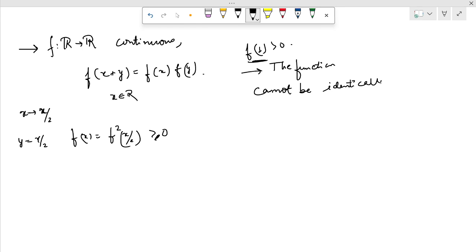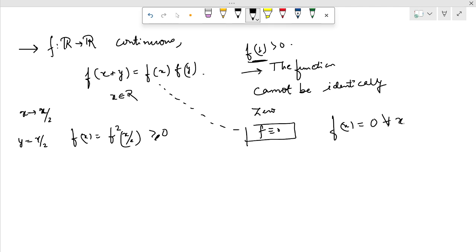The function cannot be identically 0. Although if it is identically 0, it satisfies your functional equation. But since fx is identically 0, it implies fx is equal to 0 for all x belongs to R. So it must be equal to 0 even for x equal to 1 also. But for 1, f1 is greater than 0. So we arrive at a contradiction. Therefore, it is not identically 0. But here I wrote that fx is positive on R. But one can say that f square x is non-negative. So non-negative means what? F square x should be greater than or equal to 0.